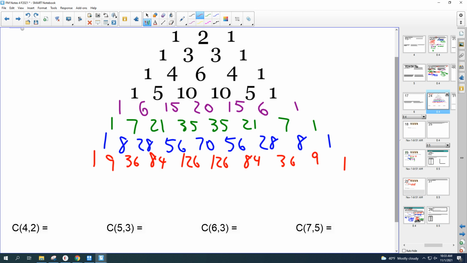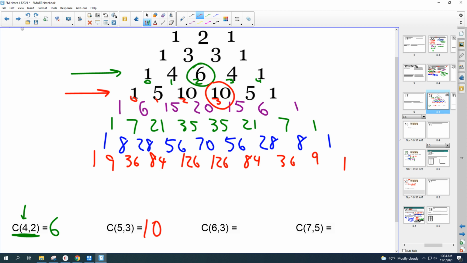How you do it is this. If I want to do 4 choose 2, go to the 4th level of the triangle, which is right here. Basically, this is 4 choose 0, 4 choose 1, 4 choose 2, 4 choose 3, 4 choose 4. You have to start at 0 and end at 4. But 4 choose 2 is 6. And so if I did 5 choose 3, you go to the 5th level, and 0, 1, 2, 3, 5 choose 3 is 10.